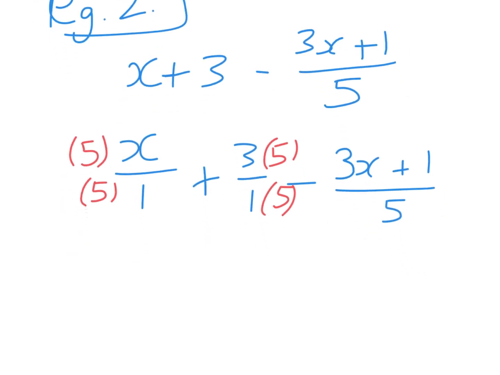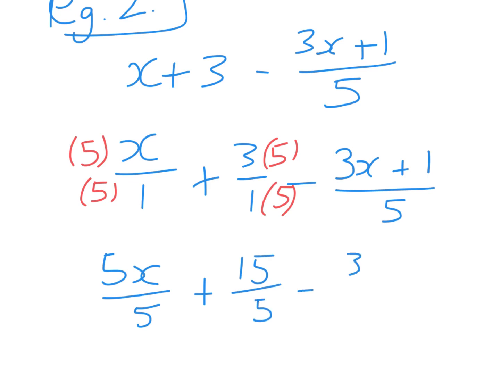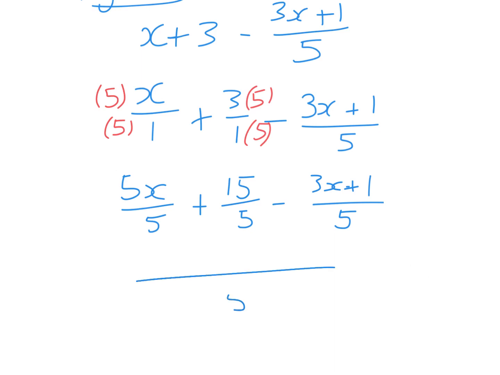5 by x is 5x. 5 by 1 is 5. 3 by 5 is 15. And 1 by 5 is 5. We're going to take away 3x + 1. And again, every time I look at this, I'm going to remind myself that I'm taking away the 3x, but I'm also taking away the 1. And now we can put them all as one fraction over 5. So we have our 5x, add 15. Again, we can do this because the denominators match. We're taking away our 3x, but we're also taking away our 1.